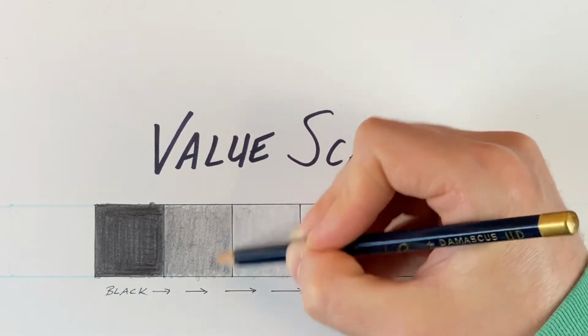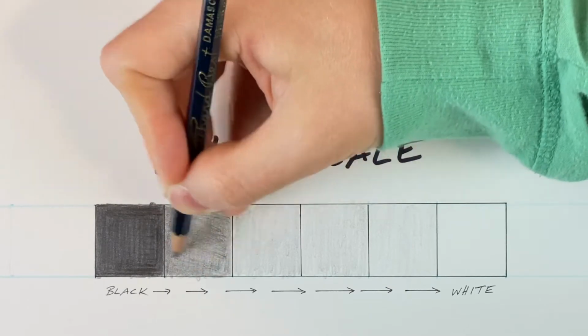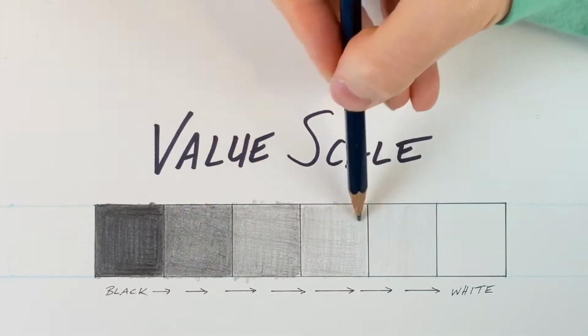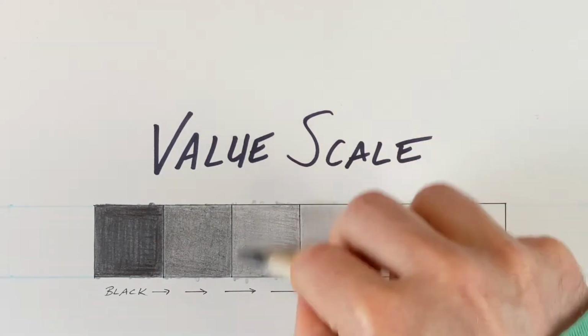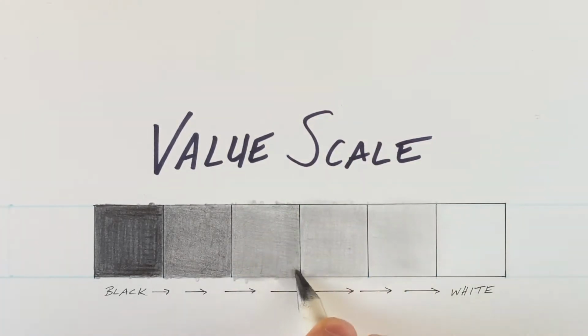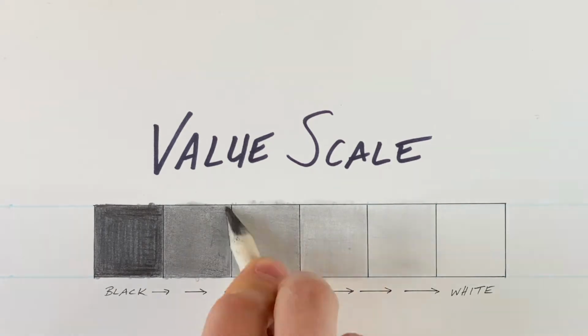Now I'm using a method of layering my graphite. Layering the graphite will give me a smoother overall look. Now I'm using a blending stick, which is essentially a rolled up sheet of soft paper. You can make your own. You can also use Q-tips.